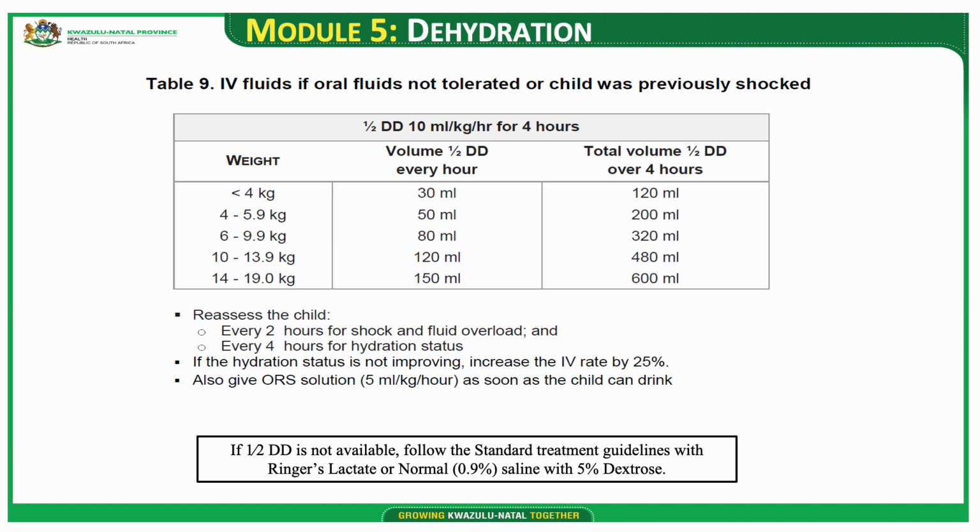Table 9 speaks to what IV fluids we give if oral fluids are not tolerated or the child was previously shocked. The fluid volume that we give is half DD 10 ml per kilogram per hour for 4 hours. Again, the volumes are calculated according to the weight. And there's a reminder here to reassess the child every 2 hours for shock and fluid overload and every 4 hours to assess the hydration status. If the hydration status is not improving, increase the fluid rate by 25%. Also give ORS solution as soon as the child can drink.